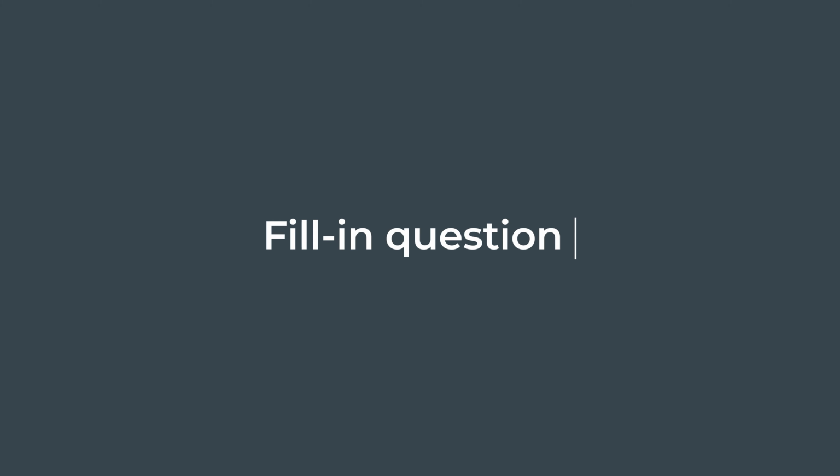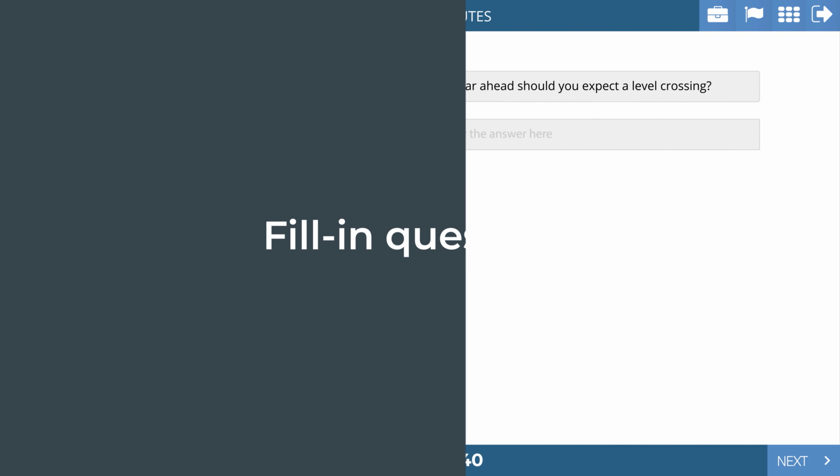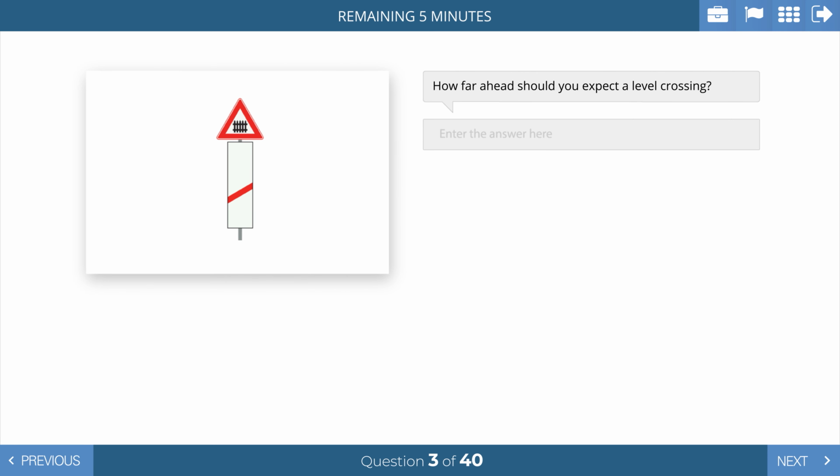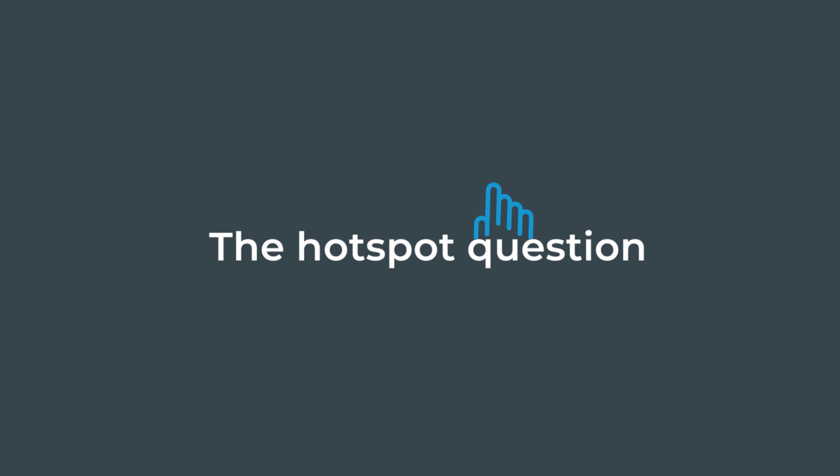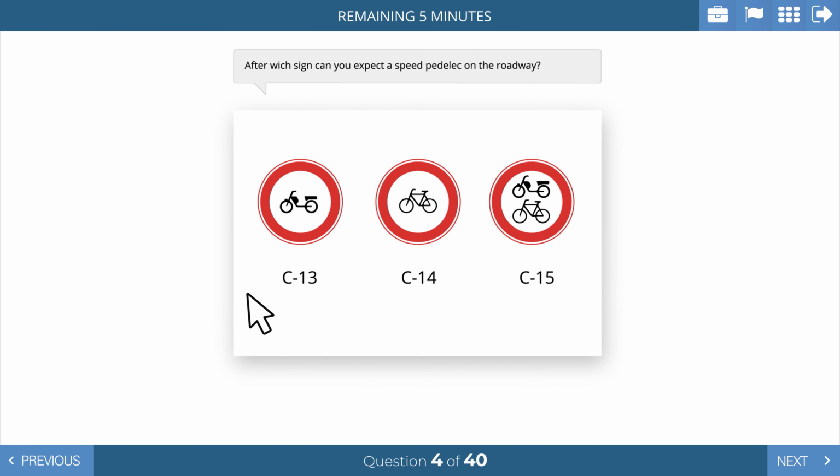The fill-in question. For these questions, you need to fill in a number. For instance, you may be asked about speed or distance. The hotspot question. For these questions, you need to select an area in the image. For instance, you may have to choose from a number of signs or between several dashboard symbols.